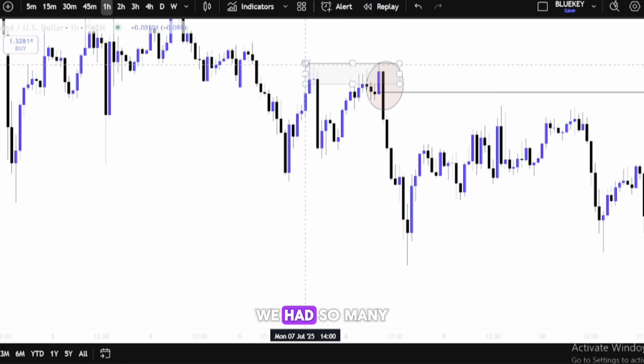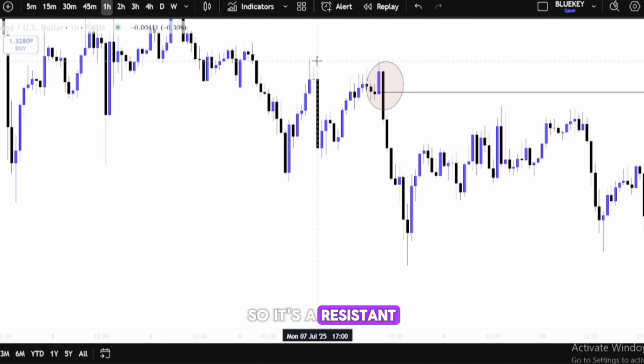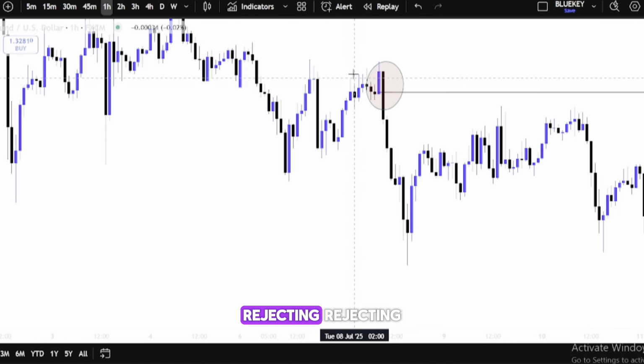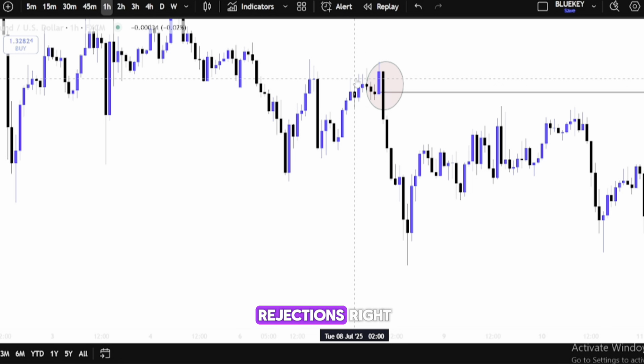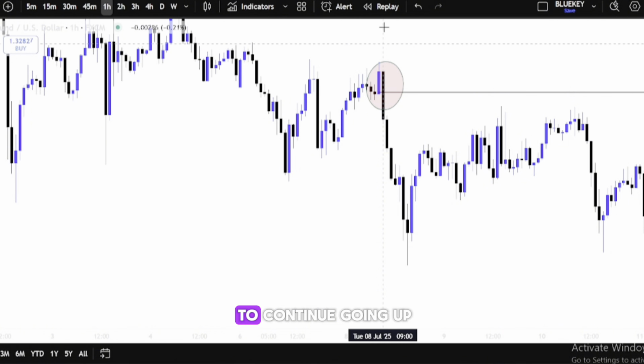Now this one, we had so many weeks here. Let me take out this box. So many weeks, right? So it's a resistance area. Market kept rejecting from this point, rejecting, and then this candle gave a bullish momentum, closing above all the rejections, right? What does that tell you? We have momentum to continue going up. But then again, the opposite happened.